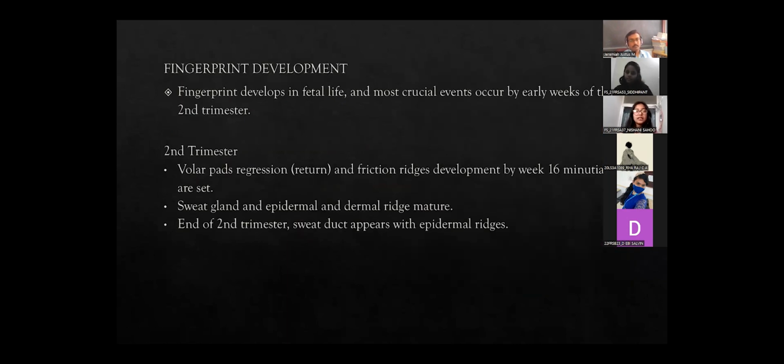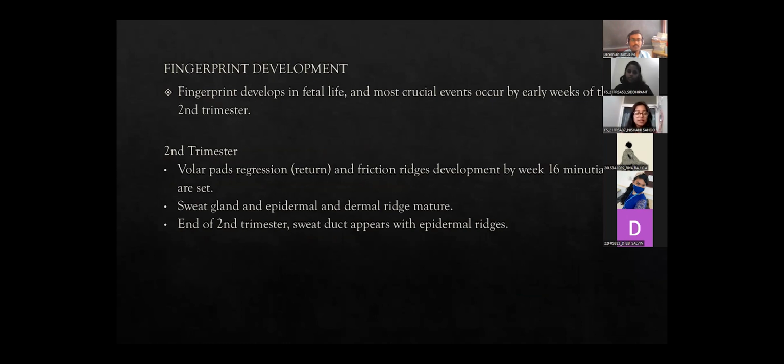Now, fingerprint development occurs in fetal life, as we know, and the most crucial events occur by the early weeks of the 2nd trimester. So in the 2nd trimester, volar pads regress and friction ridges develop. Also by week 16, minutiae are set.